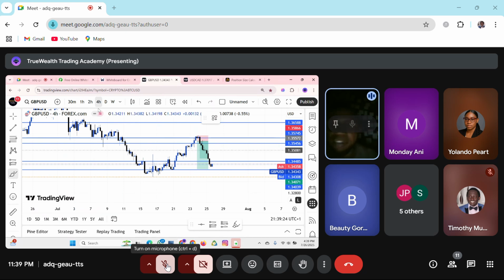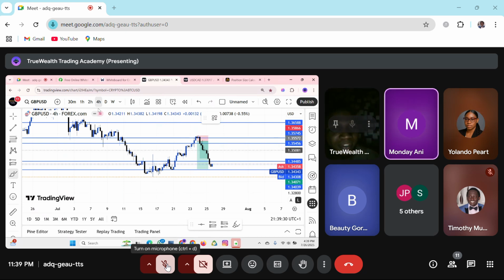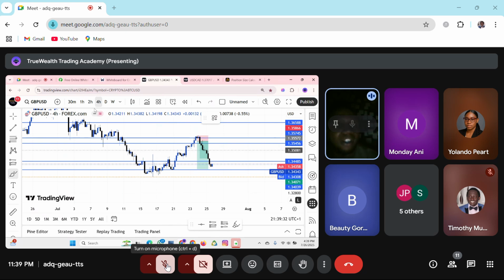I don't trade on the monthly time frame. I only look at the weekly, daily, 4 hours. All right? So henceforth, don't plot your key levels on 1 hour. Don't plot your key levels on 2 hours. Don't plot your key levels on 4 hours. Plot your key levels on what? Weekly and what? Daily. They are powerful. They work like charm. Trust me.